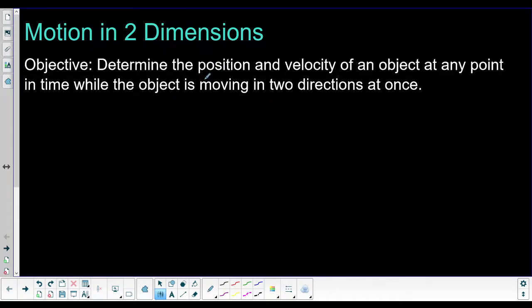But we're going to focus on finding the position, not so much the velocity, but we'll talk about it. It'll come up. Of the object at any point in time while an object is moving in two dimensions at once. So before, we just looked at vectors and how to decompose them into x and y pieces.